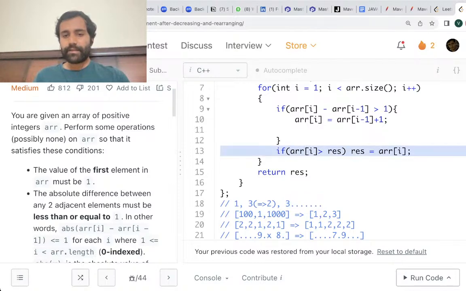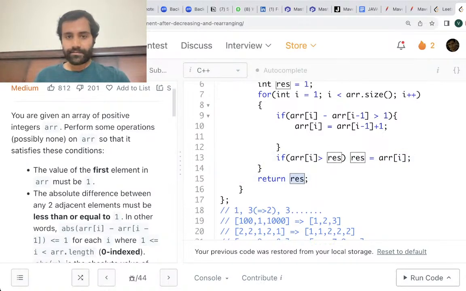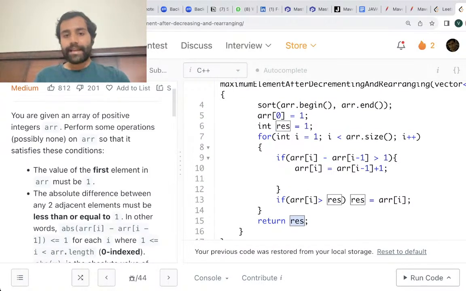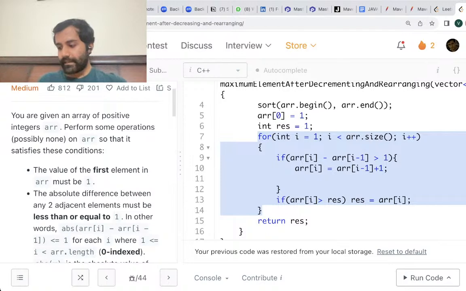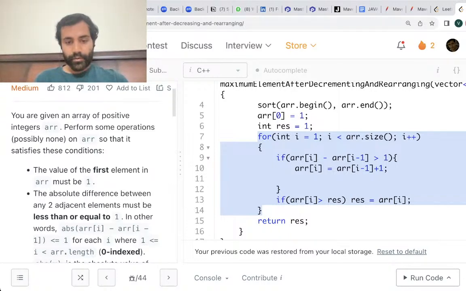And now this is just a one-liner where you are checking if your current element is greater than the result. You're just updating the result, and then finally you are returning the result. So that's it. I just had to sort the array, which took n log n time. And this entire loop works in order of n time. So overall the complexity is n log n, and that's what you have, right? Okay, great.